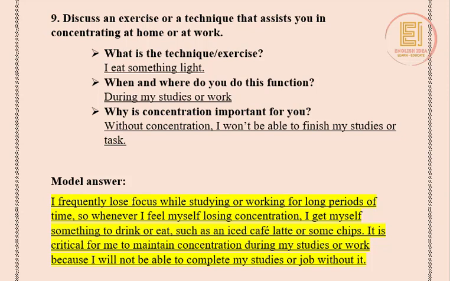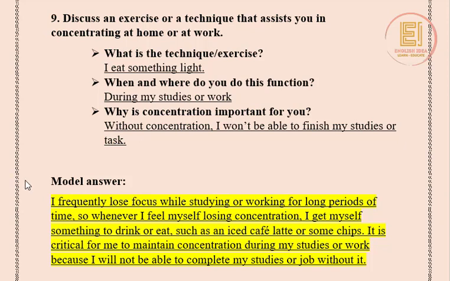As you can see, my first answer is, I eat something light. I didn't really say anything else. I just gave a very simple basic answer. And then the next answer is during my studies or work. And the final answer is, without concentration I won't be able to finish my studies or task.